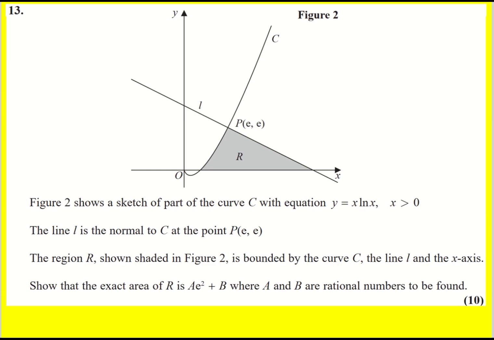Figure 2 shows a sketch of part of the curve C with equation y equals x ln x. That's this one, it looks a little bit like a quadratic, but it's not a quadratic, x greater than 0. And then L is a normal at the point (e, e). This region we're asked to find the area of, and we're asked to show the exact value is this.